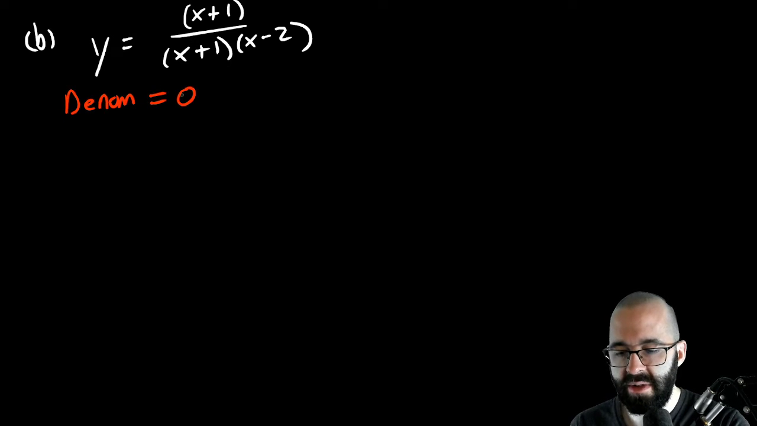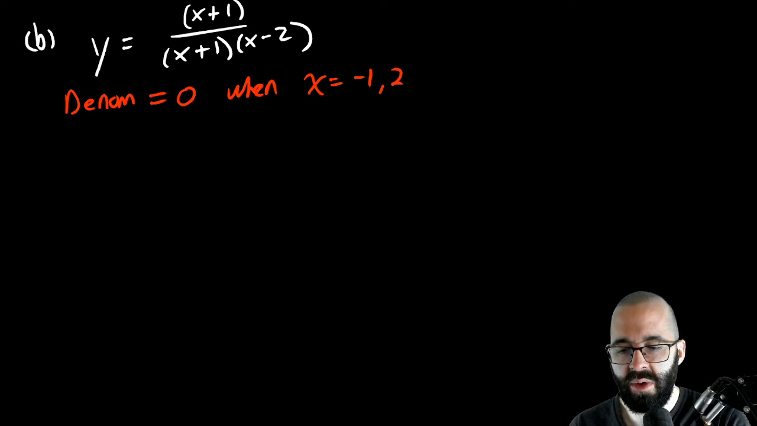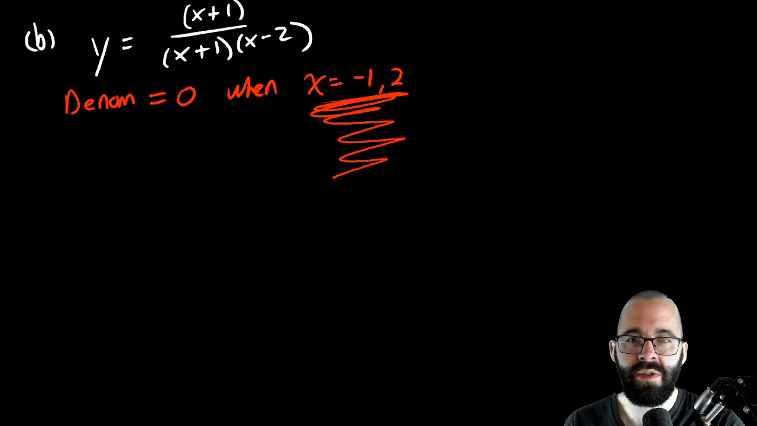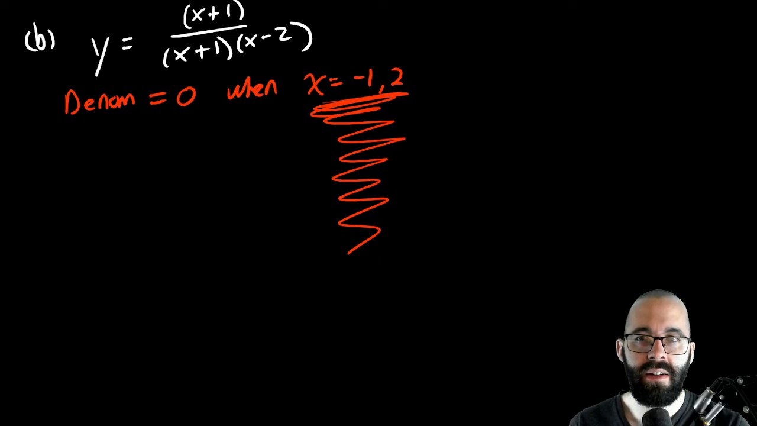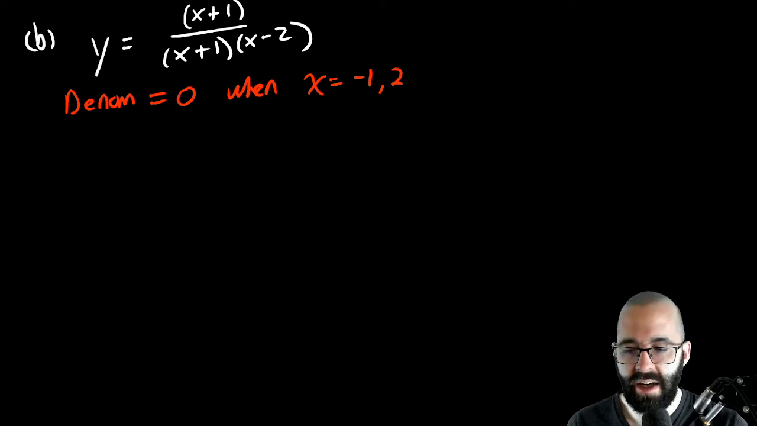So the denominator equals 0. Well, we don't even have to factor this one. It's already factored. When x is equal to -1 or positive 2. So these are the only values we cannot plug in. If we try to plug this into our function, we're going to get something that's undefined.